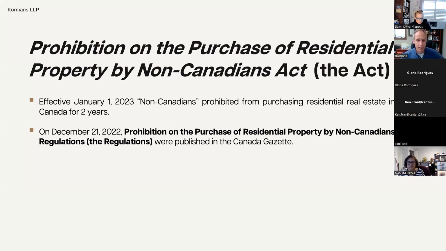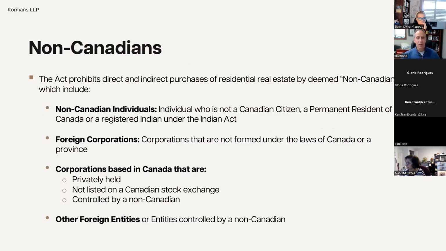It doesn't matter here. Okay, now, they announced this back in a budget last spring, and we waited till December 21st to finally issue some regulations to clarify what these definitions are. So now we've got a little bit more clarity. So what is a non-Canadian? Somebody is sort of obvious. A non-Canadian is someone that's not a Canadian citizen or a PR, a permanent resident of Canada, or a registered Indian under the Indian Act. So if you don't fit under one of those, you're deemed to be a non-Canadian.